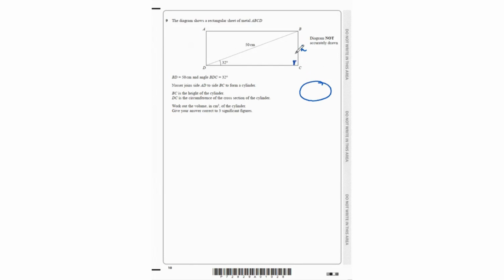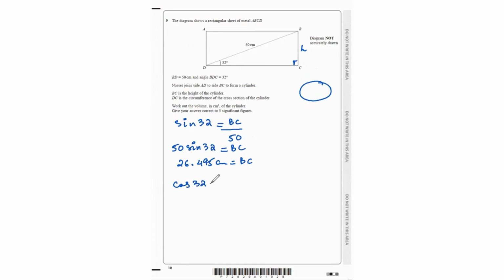So as you can see, we have this right angle triangle over here shown in the open sheet. So using SOHCAHTOA, we can figure out DC and BC and then further use that to find the volume of the cylinder. So first, let's start with finding BC. So we have the hypotenuse, we have to find the opposite. So we'll use sine. Sine 32 equals to BC over 50. So 50 times sine 32 is going to give us the length of BC, which is 26.495 centimeters.